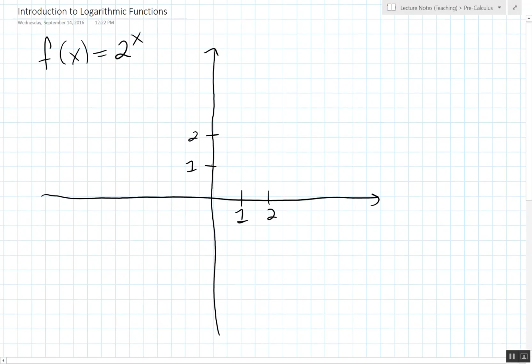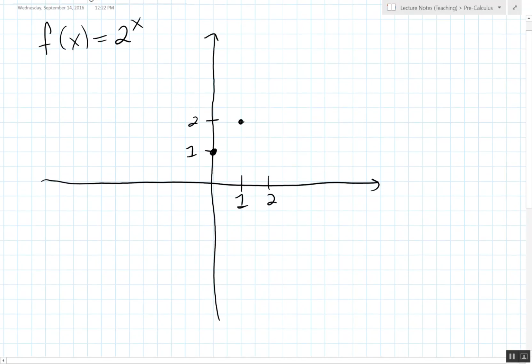So we're going to always go through this point 0, 1. We'll go through the point 1, 2. At 2, we will be here, let's see, 3, 4. At 2, 4. At negative 1 will be at a half. And then at negative 2 will be at a quarter. So this gives me a nice, good graph I can draw for this exponential function with base 2.